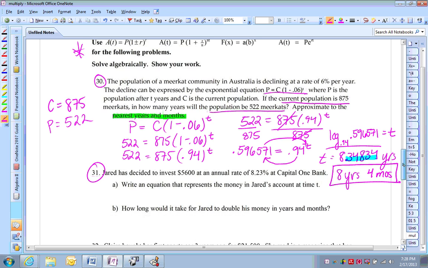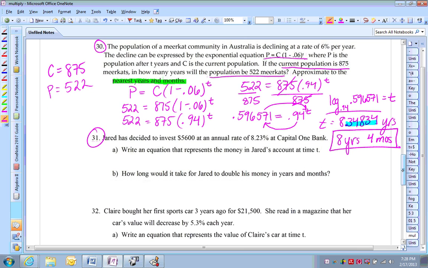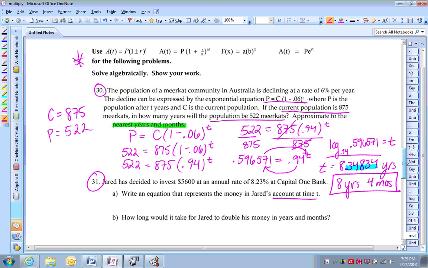Okay, problem 31. It says that Jared has decided to invest $5,600 at an annual rate of 8.23% at Capital One Bank. And part A asks us to write an equation that represents the money in Jared's account at time t. So I look back up at the top at the equations they've given me. And we know that when someone's investing money and the bank gives you interest, and in this case it's 8.23% interest, the money in the account is going to be increasing.